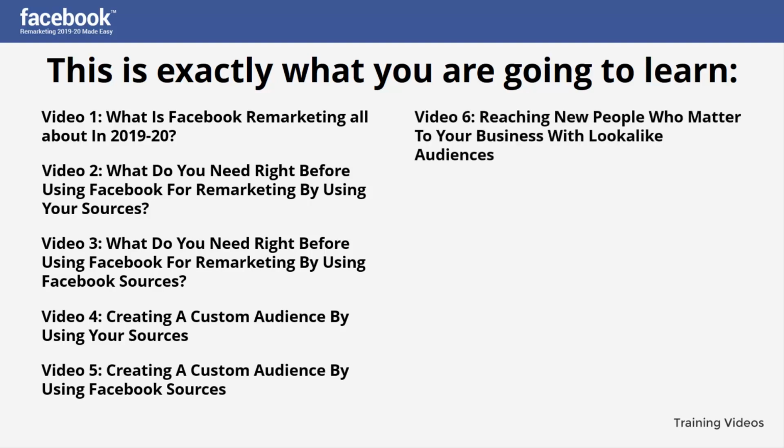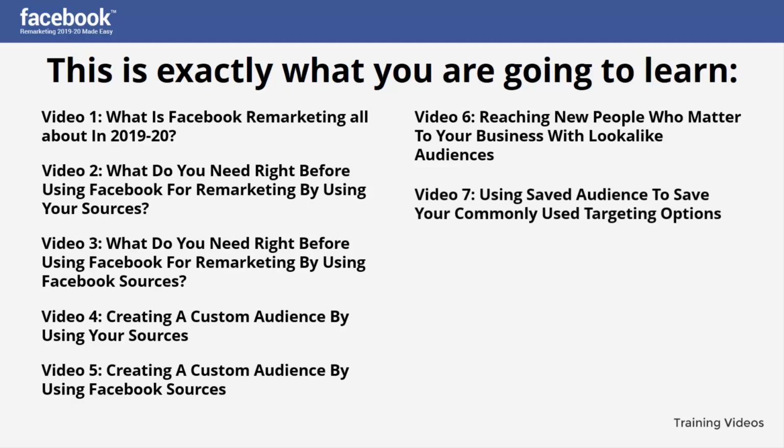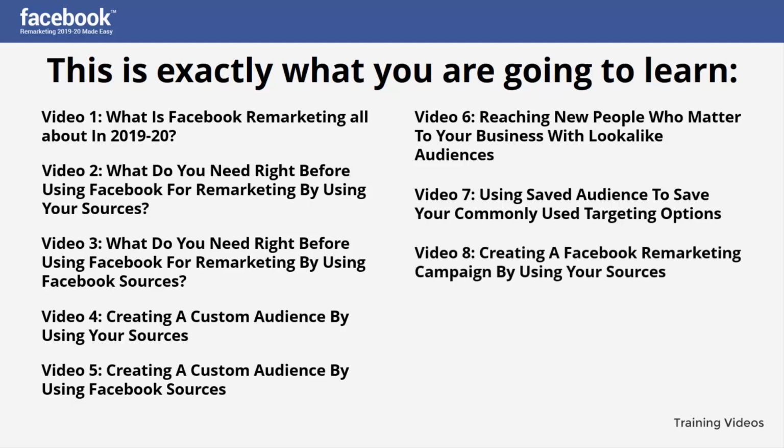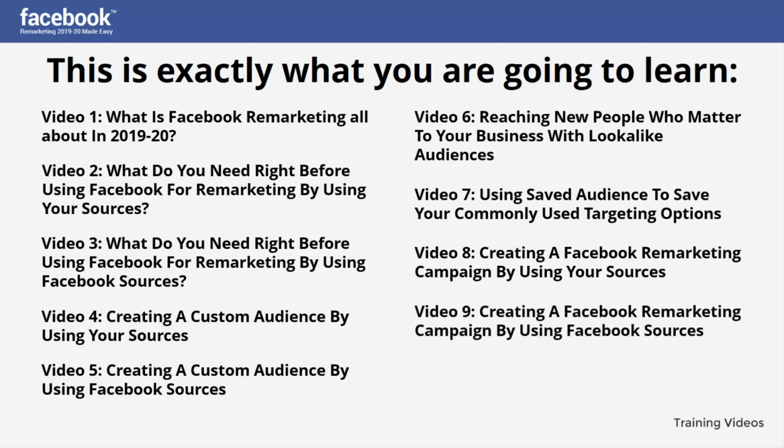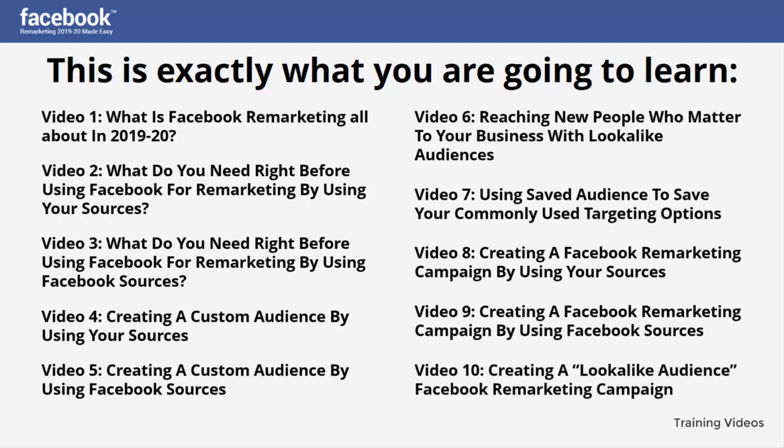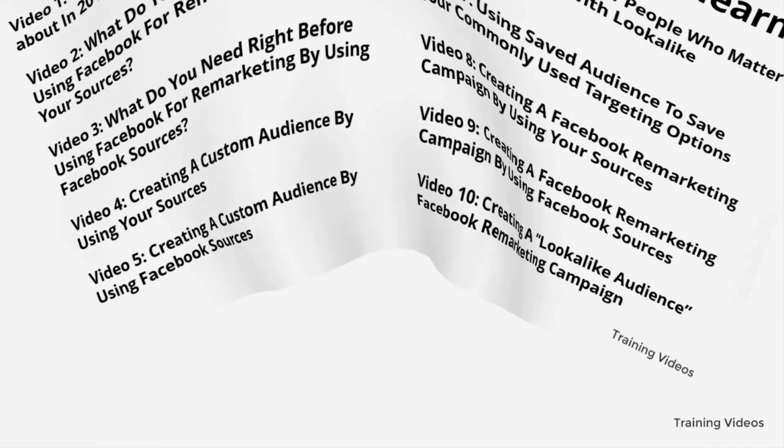Video number 6. Reaching new people who matter to your business with lookalike audiences. Video number 7. Using saved audience to save your commonly used targeting options. Video number 8. Creating a Facebook remarketing campaign by using your sources. Video number 9. Creating a Facebook remarketing campaign by using Facebook sources. Video number 10. Creating a lookalike audience Facebook remarketing campaign.